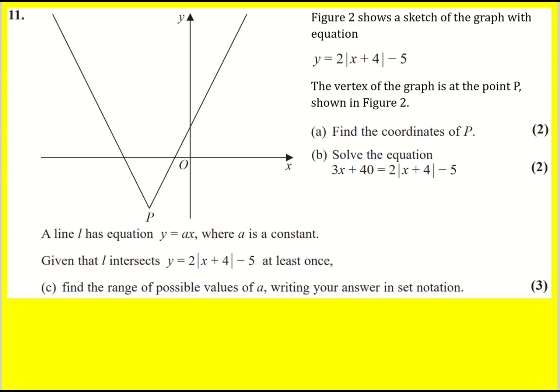Figure 2 shows a sketch of the graph with the equation y equals 2 times the modulus of x plus 4, minus 5. The vertex of the graph is at point P, shown in figure 2, and we're asked to find the coordinates. So this is essentially a critical point of the modulus function.